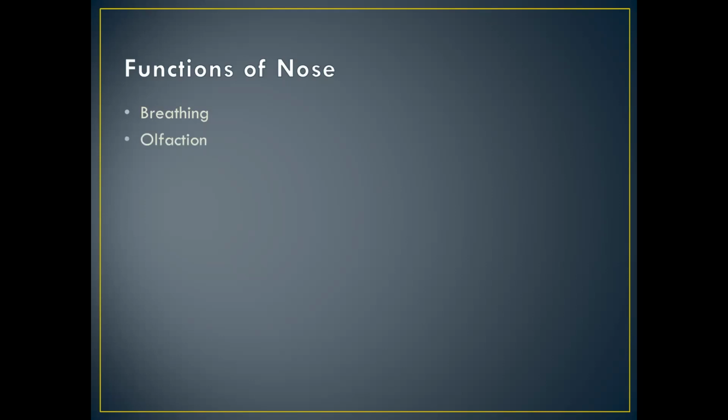Olfaction: the sense of smell is detected by the nose, because as we discussed earlier, the upper one-third of the nasal cavity is lined by olfactory mucosa. It has certain nerve endings which are connected to the olfactory nerve, and the sense of smell is detected by those nerves.